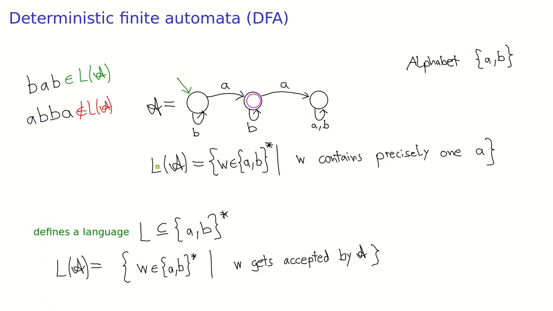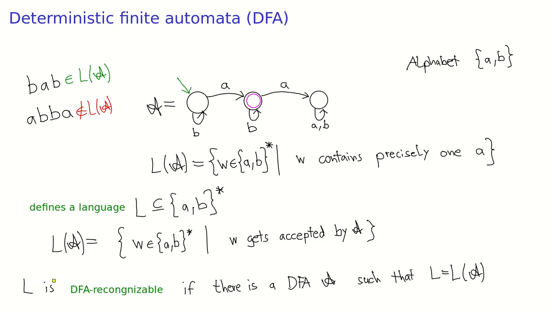So the language accepted by this automaton is the set of all strings from {A,B}* that fulfill this condition that they have precisely one A. Alright, and let's close out with one final definition for this video. The definition of a recognizable language, or a language recognized by a DFA.